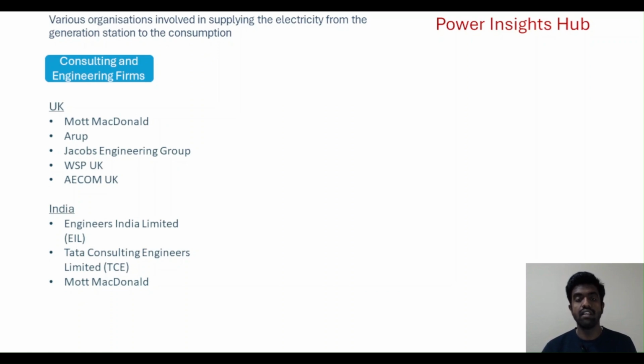And even private companies like Mott MacDonald are also there in India. The foreign companies, multinational companies are also there in India, they do operate in India also, right? So these companies will extend the support to the projects.